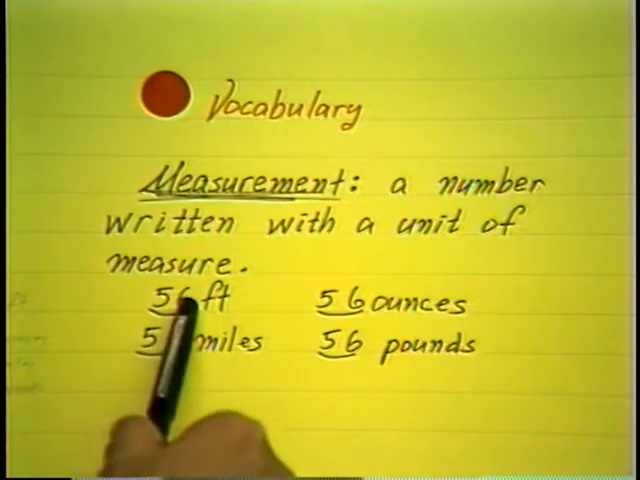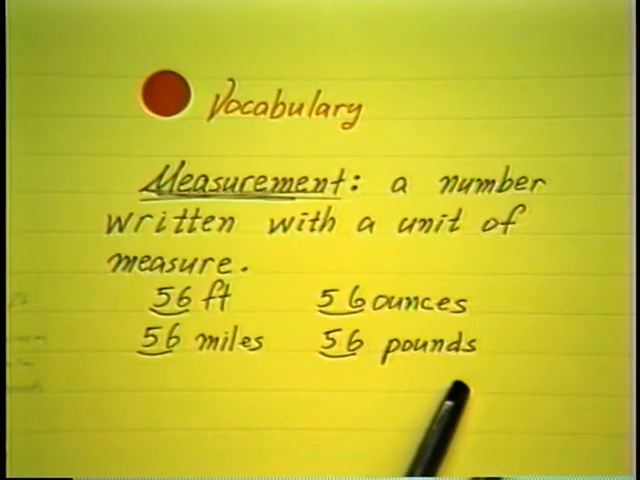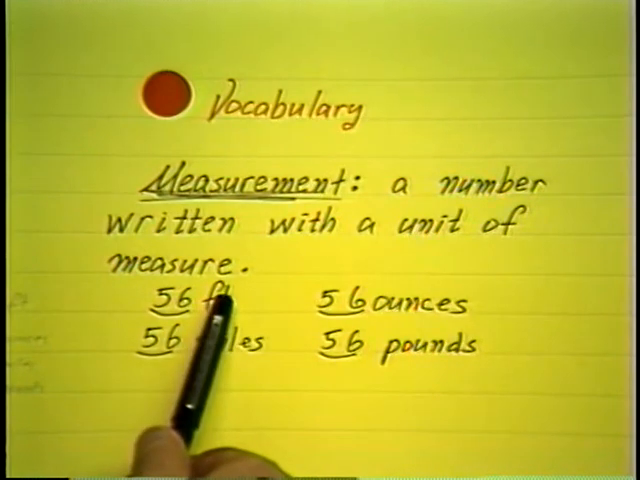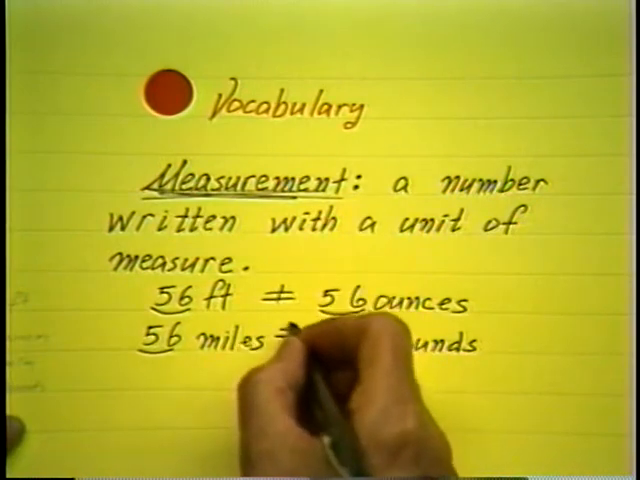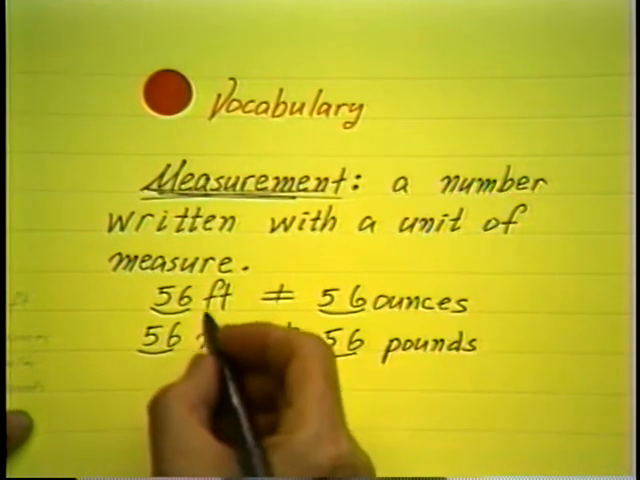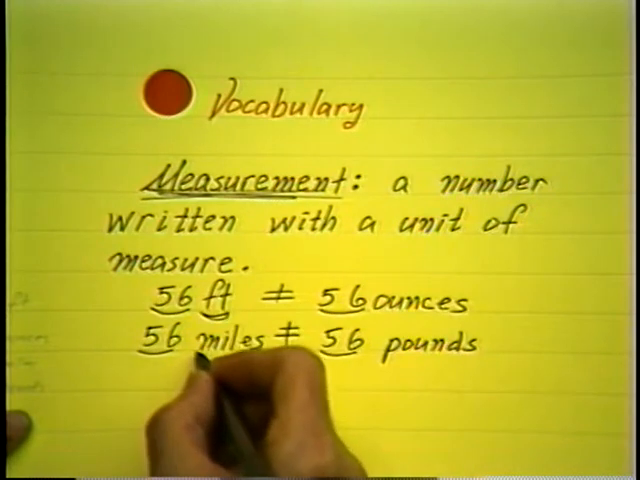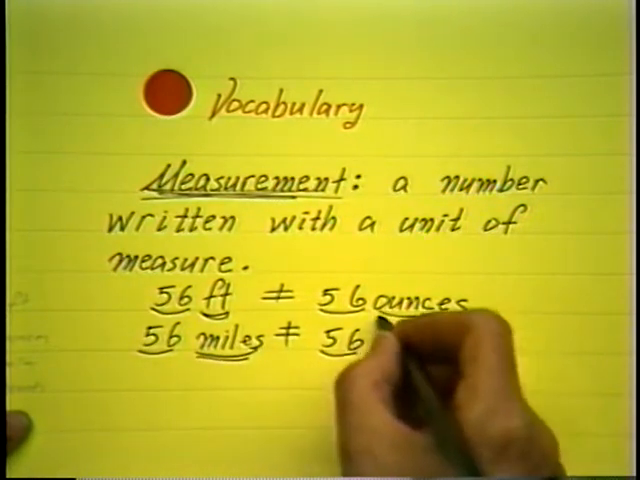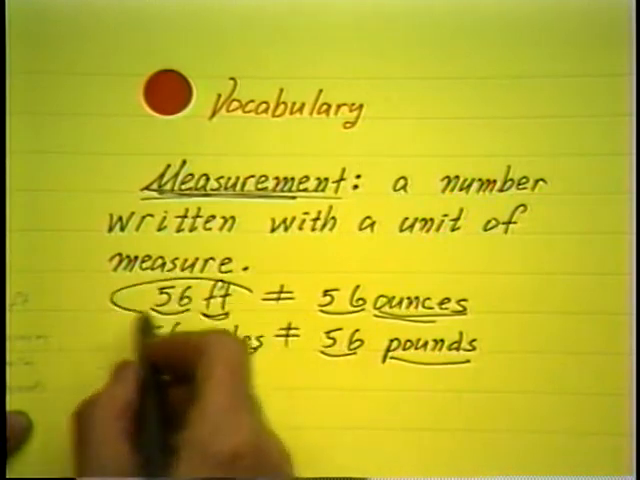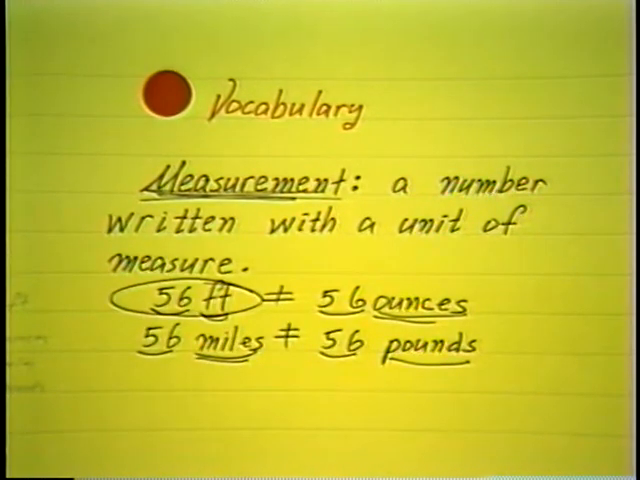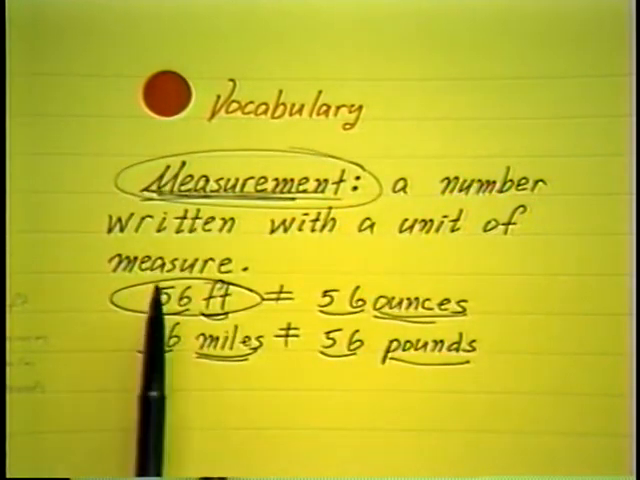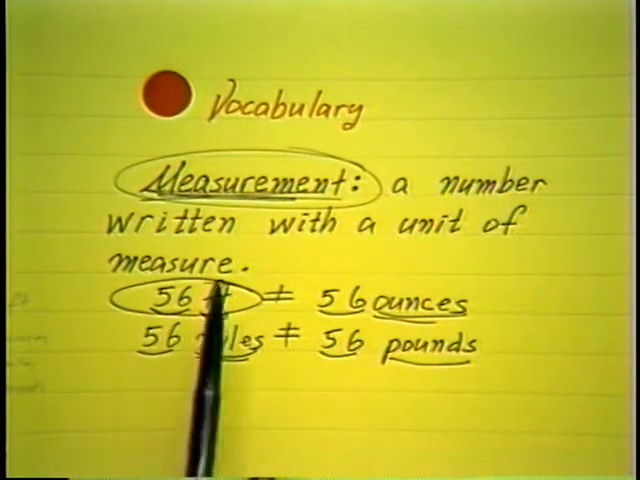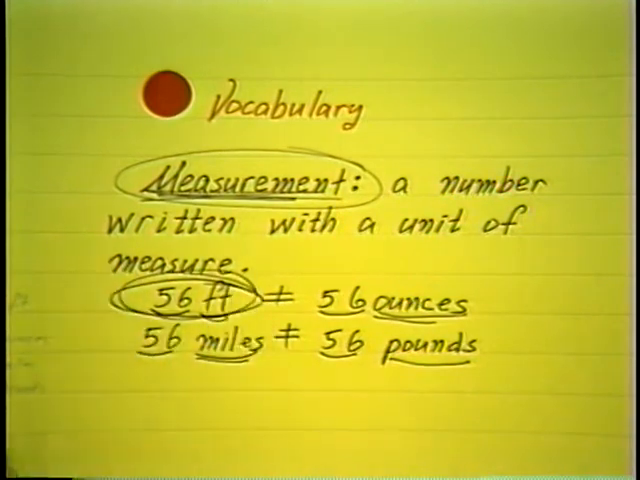And of course, 56 feet and 56 pounds aren't even the same thing, and 56 feet for sure is not equal to 56 miles. So these are not equal. And the thing that makes them unequal are the different units of measure. So when you put the two together, we have an entirely new number called measurement. Do not think of this as just a number with a word tacked onto it. Think of this as a brand new kind of number called measurement.